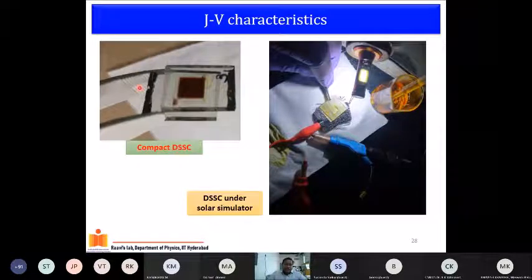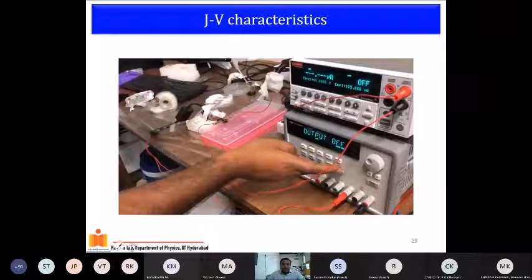This is how a compact device looks, and we put it under the solar simulator. Let me try to play the video. Okay, I'm not able to play the video. Somehow Teams is not letting us play it. I'm not sure why. So this particular video should have told you how the device is actually performing as you take the solar cell.